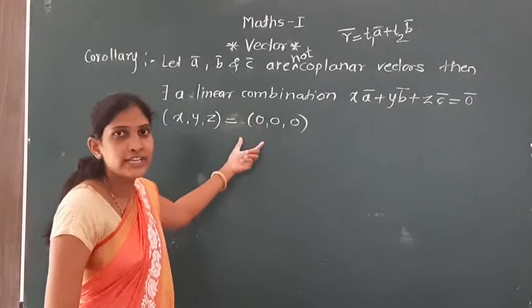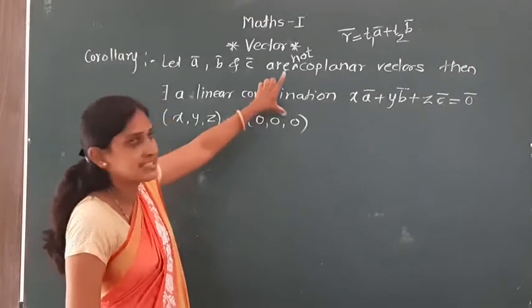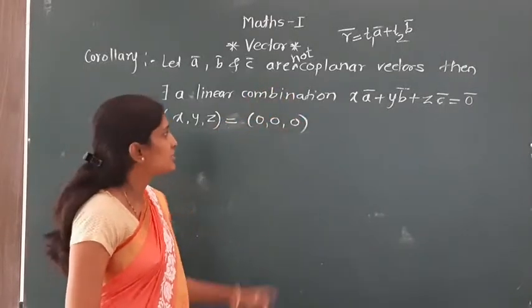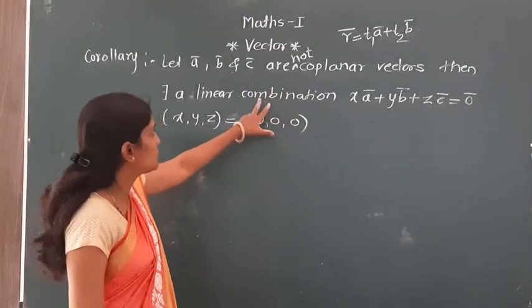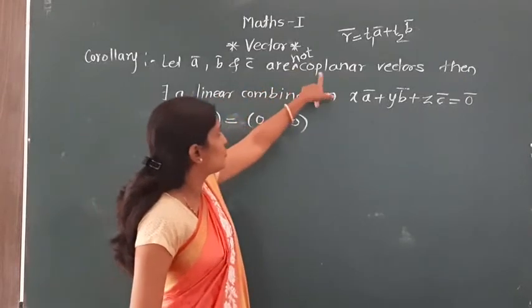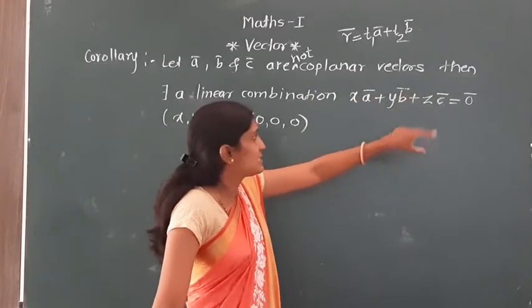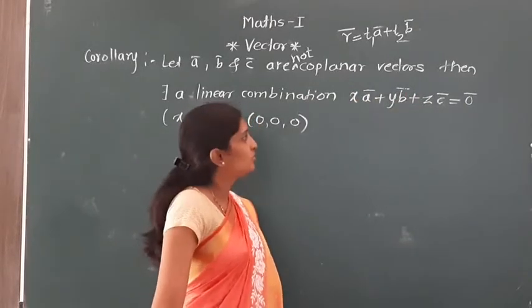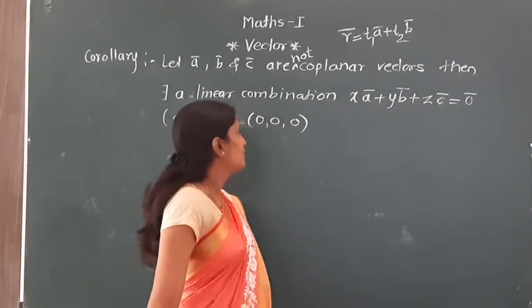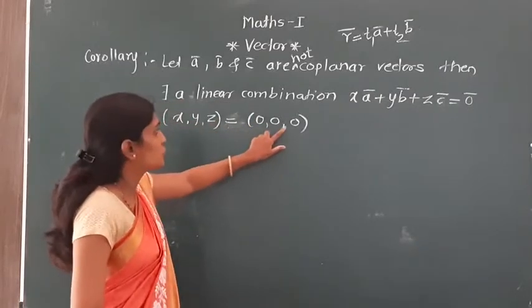This proof is not for examination. We just have the statement, and we just have to remember this statement. What is that? If A bar, B bar, C bar are not coplanar, then x A bar plus y B bar plus z C bar is equal to 0 bar, then x, y, z is equal to 0, 0, 0.